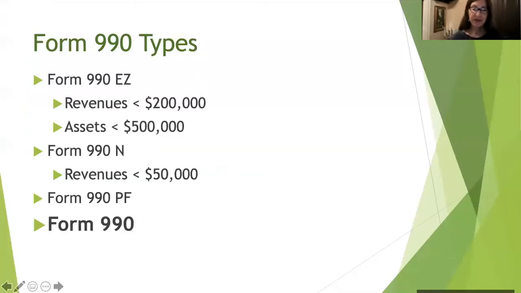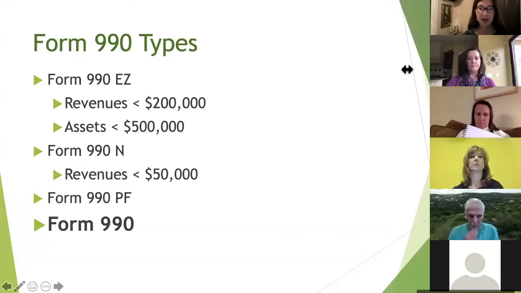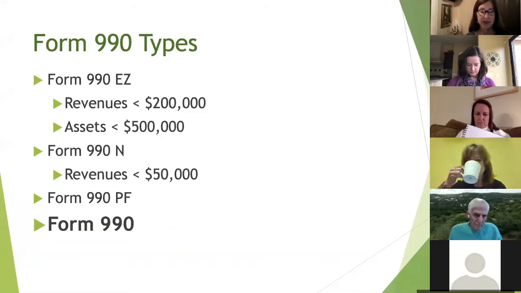There are several different kinds of Form 990s. If your organization is really small, there's a Form 990 EZ, and that's if the organization has revenues of less than $200,000 and assets of less than $500,000. Then there are even smaller organizations, and that's just a postcard literally that you mail in, and that's if your revenues are less than $50,000. There's also a separate Form 990 if you're a private foundation. So Ingrid, you maybe have seen that, I don't know.